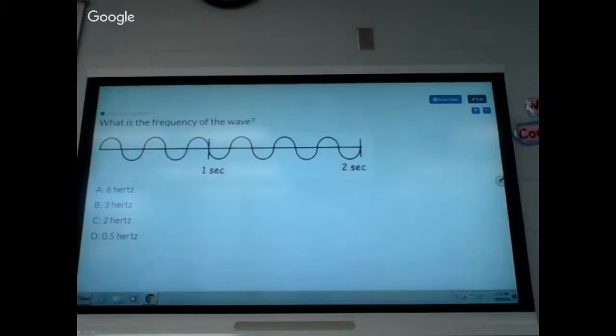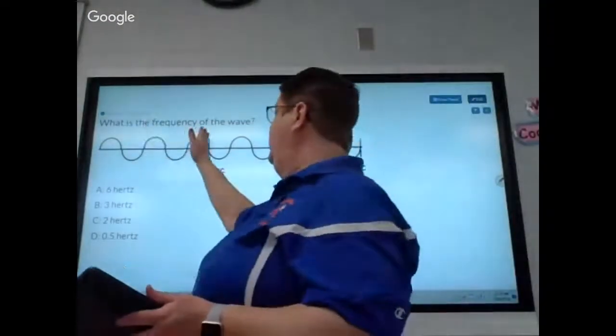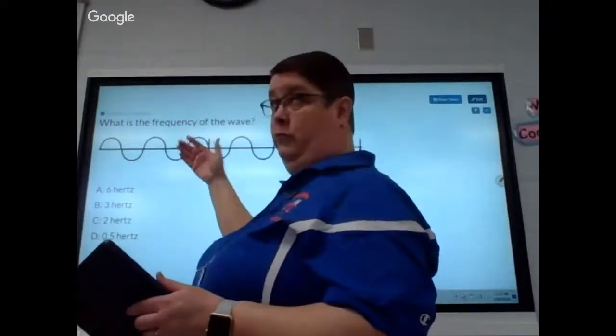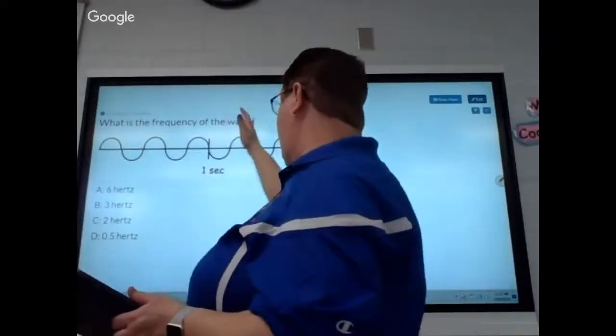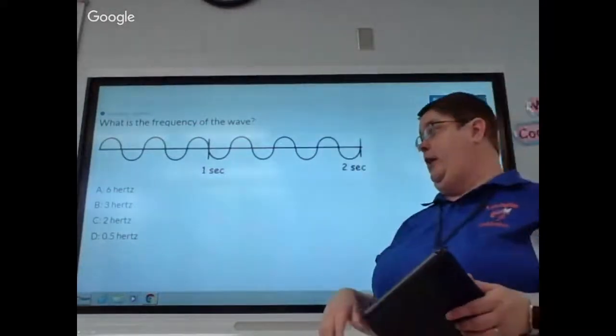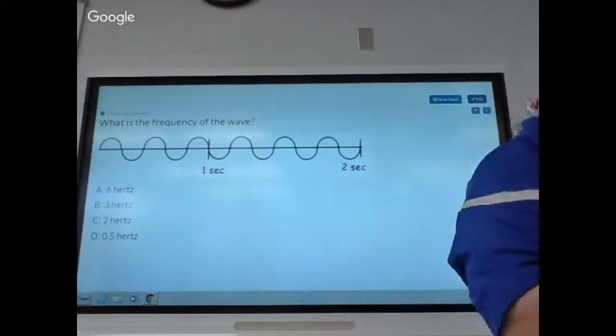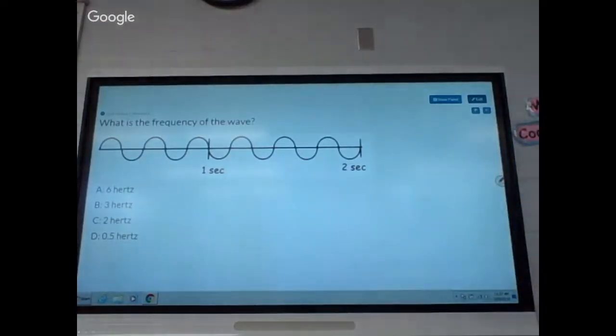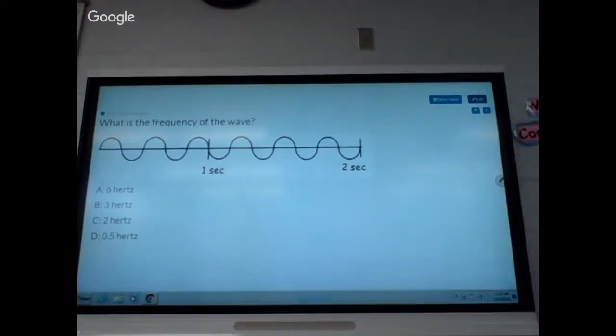All right, how many waves are there? 3. Well, you can say 3 if you only stop halfway. All right, there's 3 waves in how many seconds? 3 over 1, which you can do, or you go all the way and say there are how many waves? 6 over what? So 6 over 2 is 3. So the answer is 3 hertz. I thought it was in that little section right there. Gotcha.